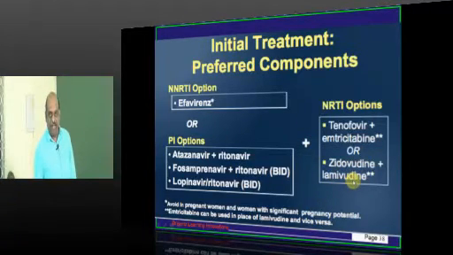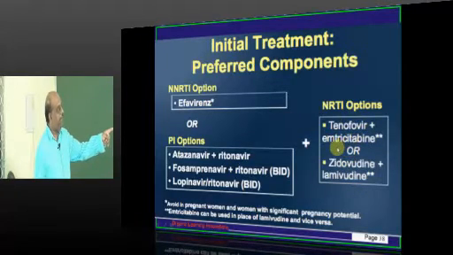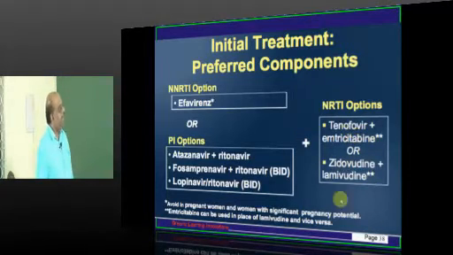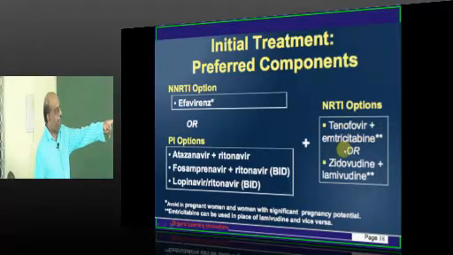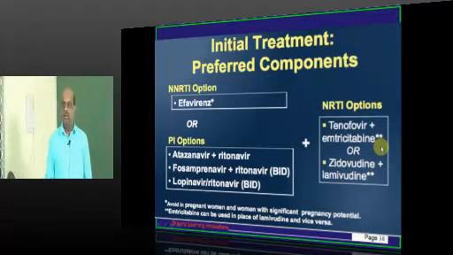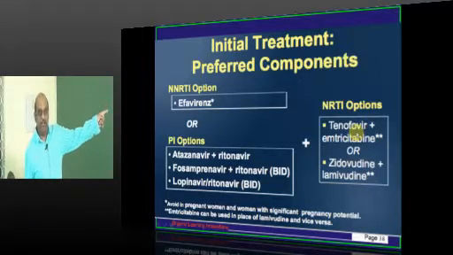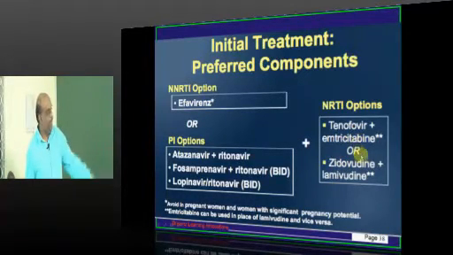Zidovudine plus lamivudine is a very famous combination, or tenofovir plus emtricitabine, which is a fluorinated analog of lamivudine that will enable once daily dosing, we said no. That is another important combination. Tenofovir plus emtricitabine is another choice. Why will you remember tenofovir? I told you, you are the famous gastroenterologists who are going to treat hepatitis B also. Tenofovir you are not going to forget. Plus emtricitabine or zidovudine plus lamivudine is a combination.